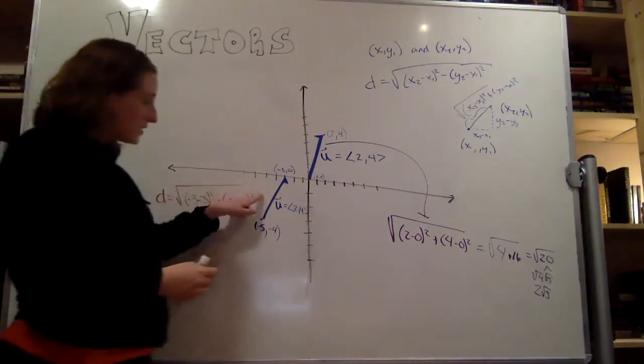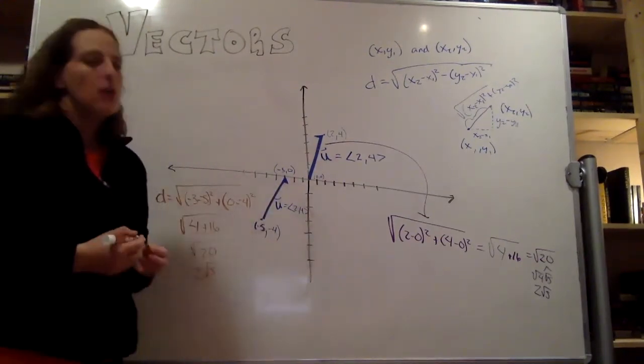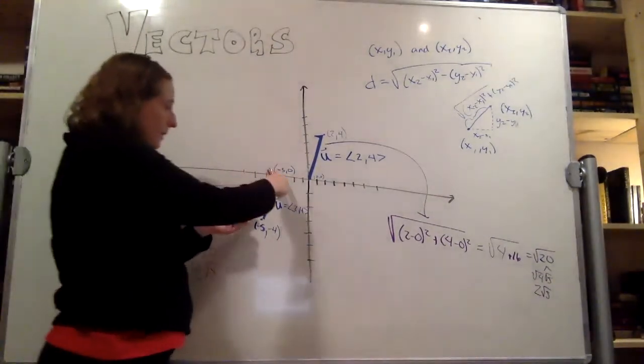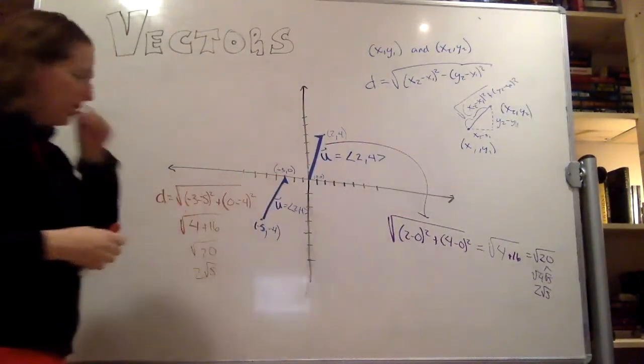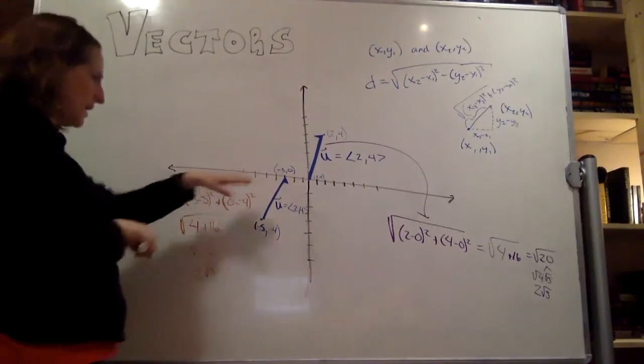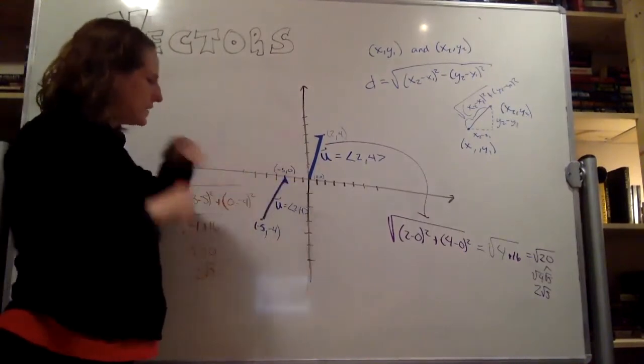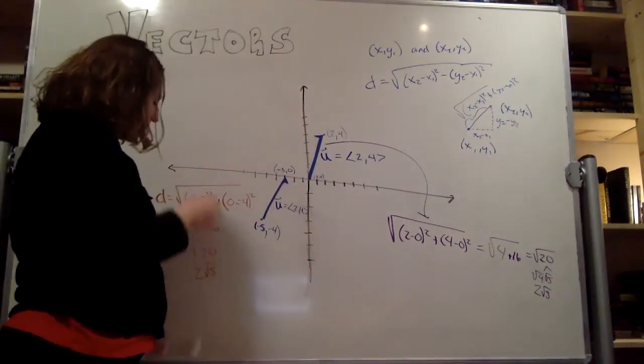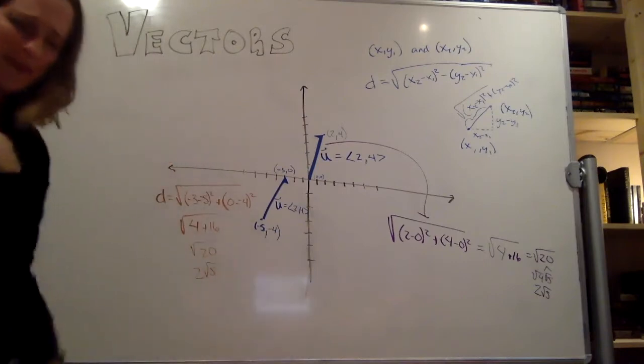So these two vectors have the same magnitude, which we knew they needed to, because we knew that for two vectors to be equal, they have to have the same magnitude or length and the same direction. Okay?